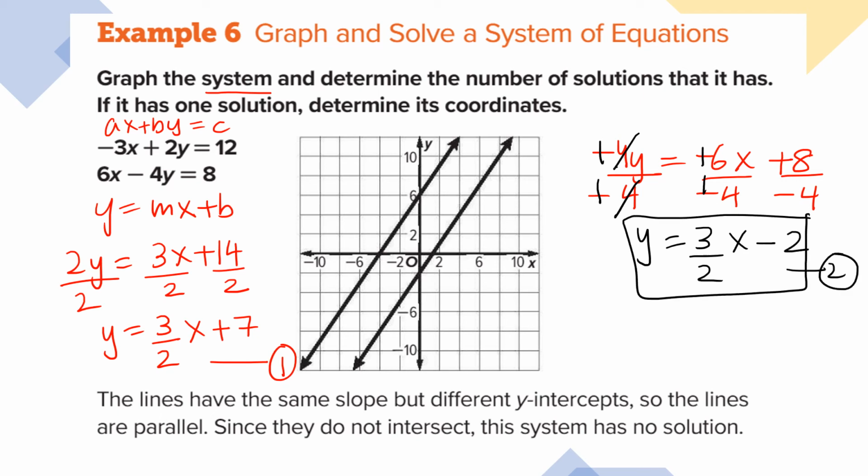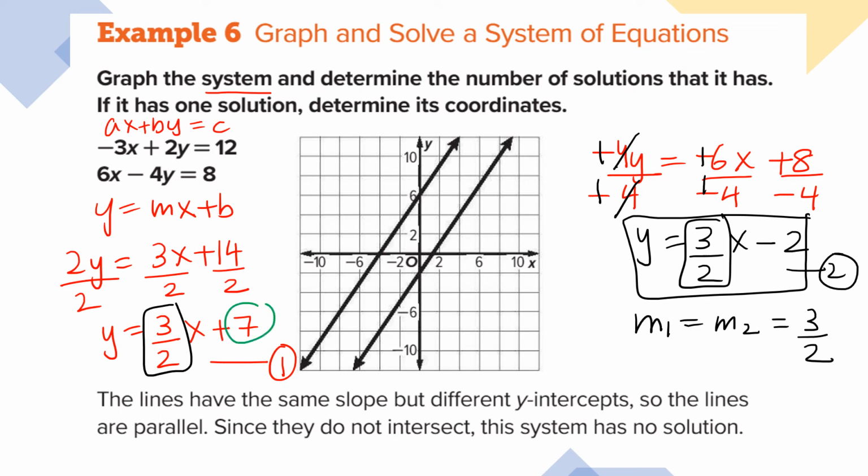Now you look at both the equations and the slope. It is 3 by 2, 3 by 2. So m1 equal to m2, which is 3 by 2. And if the slopes are same but the y-intercepts are different, as you can see here it is 7 and here it is -2, so same slope but different y-intercepts, so the lines are parallel, and if they are parallel they don't meet at all, so it will have no solution, so you cannot find the coordinates. As you can see from the graph also, the lines are parallel.